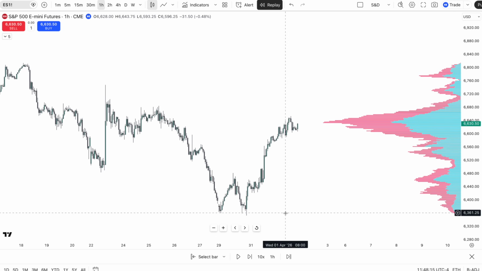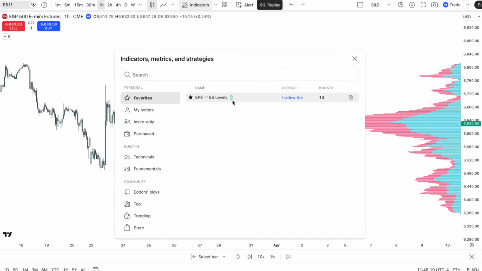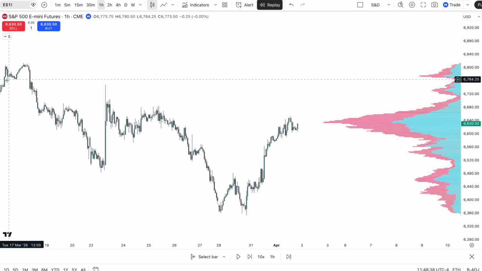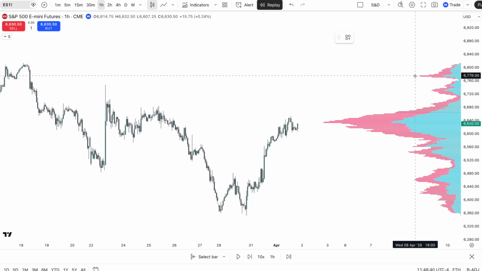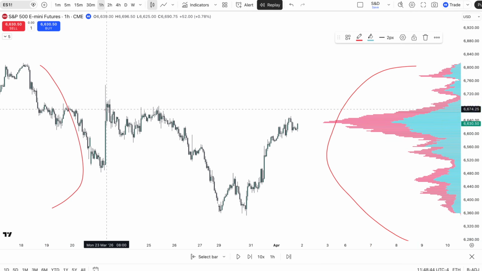Now, there are a couple of different types of volume profile. If you're in TradingView and you go into the Indicators tab, go down to Technicals, and click where it says Profiles, you're going to see a bunch of different profiles. These are all variations of the volume profile, and it's really always telling you the same thing, which is the volume by price in the given area, but in different ways. The two main types are going to be volume profile displayed outside the price, either to the left or to the right, or volume profile displayed inside the price.